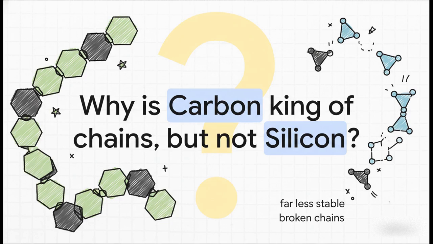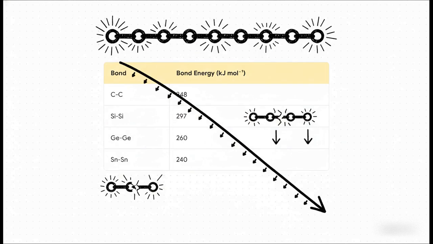Okay, moving next door to group 14, we run into a really famous property, catenation. That's just the ability of an element to form long chains with itself. But here's the question. Why is carbon the undisputed king of this, forming the complex backbone of all life as we know it, while silicon's chains are way less stable and form the rigid backbone of technology instead? And the answer is staring us right in the face in this table. It's all about bond energy.